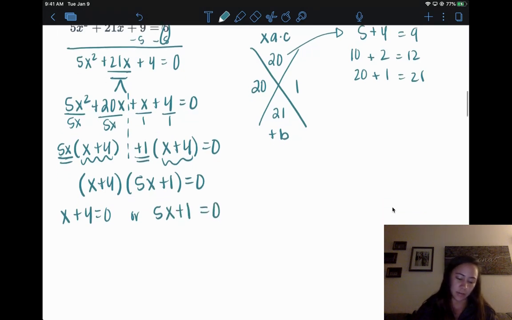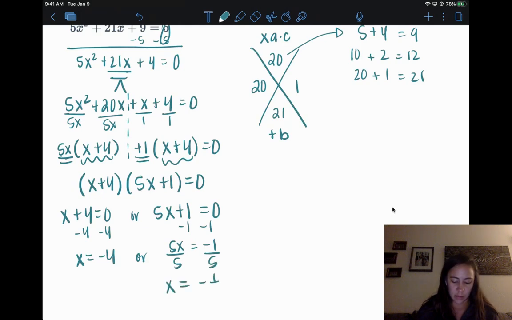All right, now solve for x in each of these equations, subtracting 4. x equals -4, or subtract 1. 5x is equal to -1, divide by 5. x is equal to -1/5. So here's your two solutions.